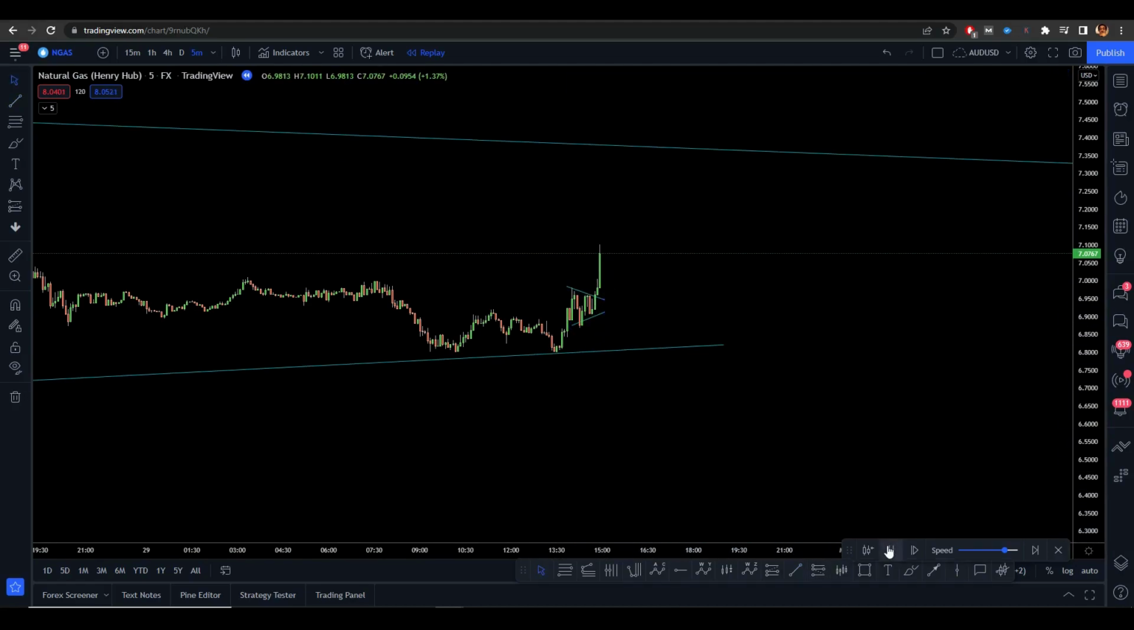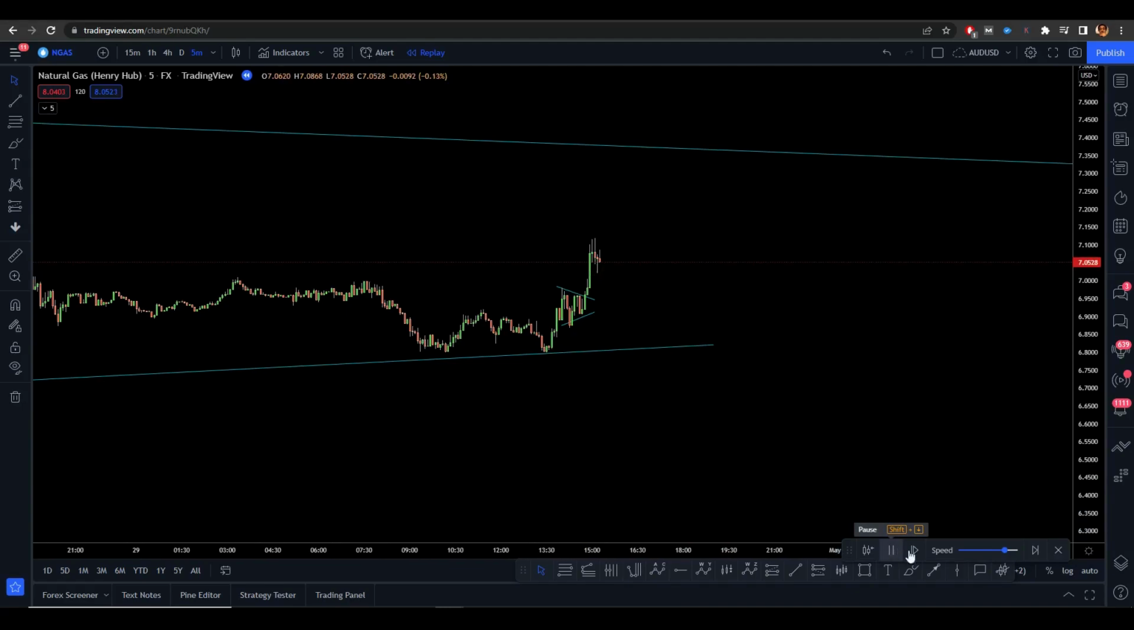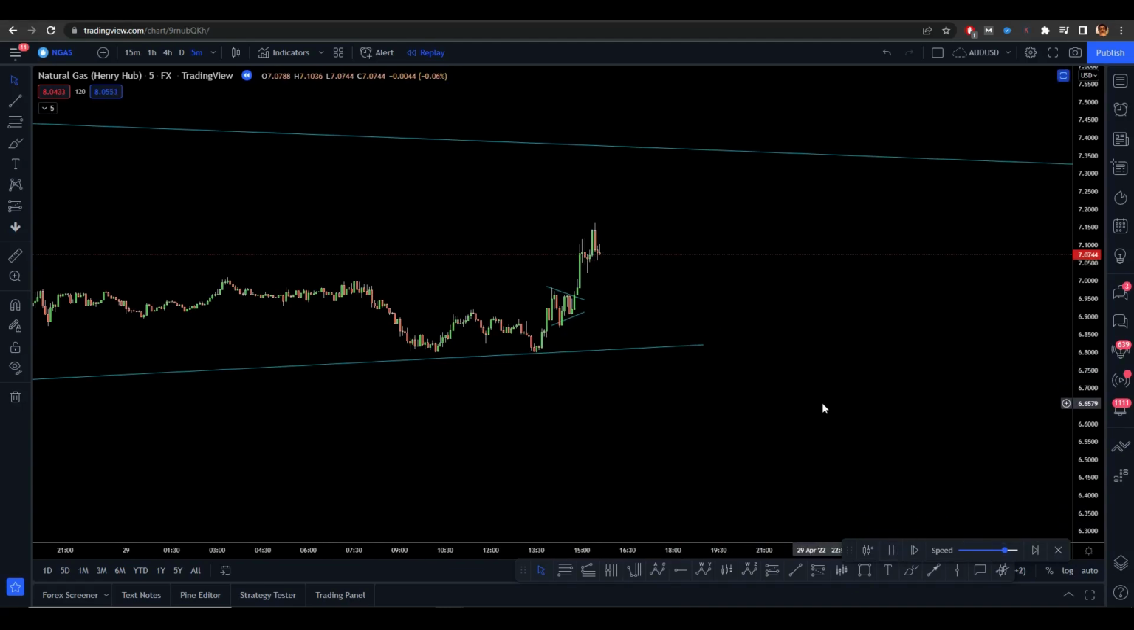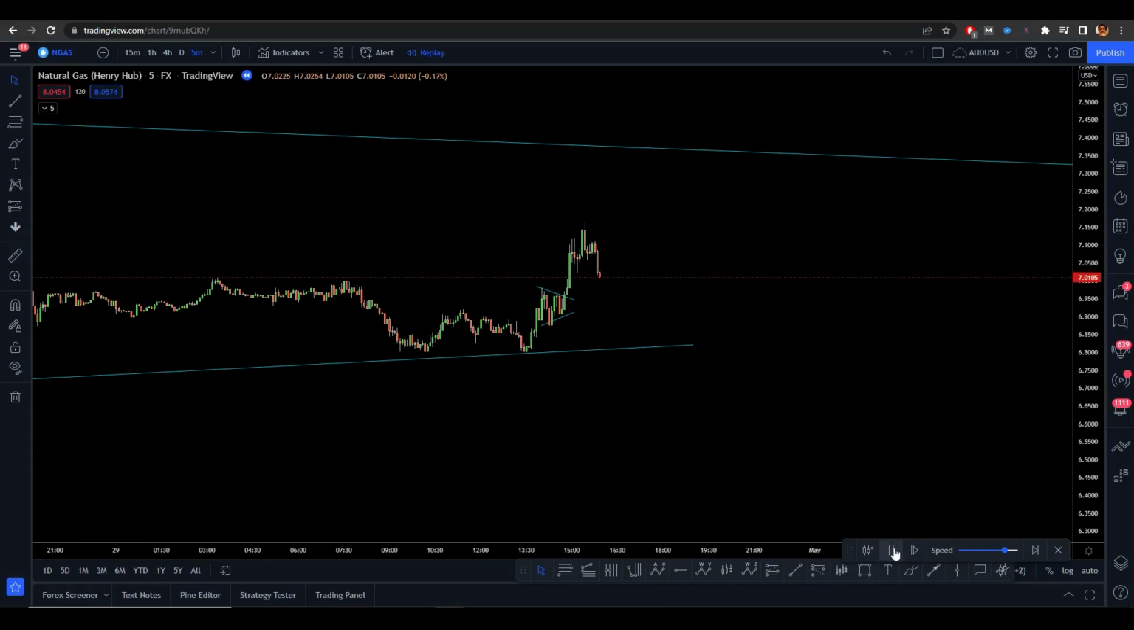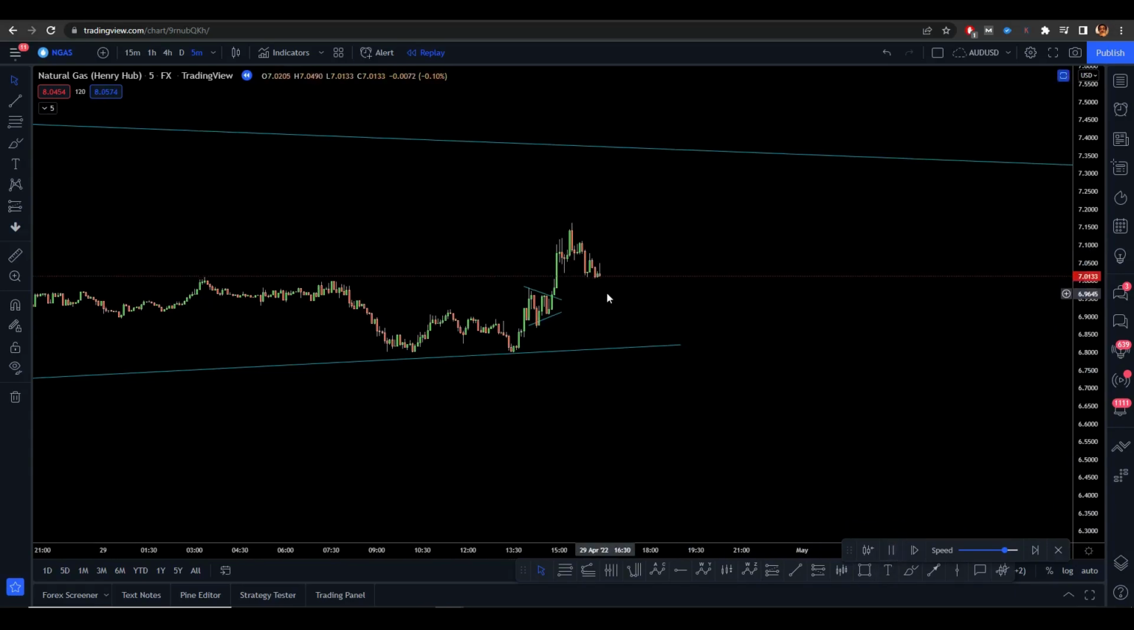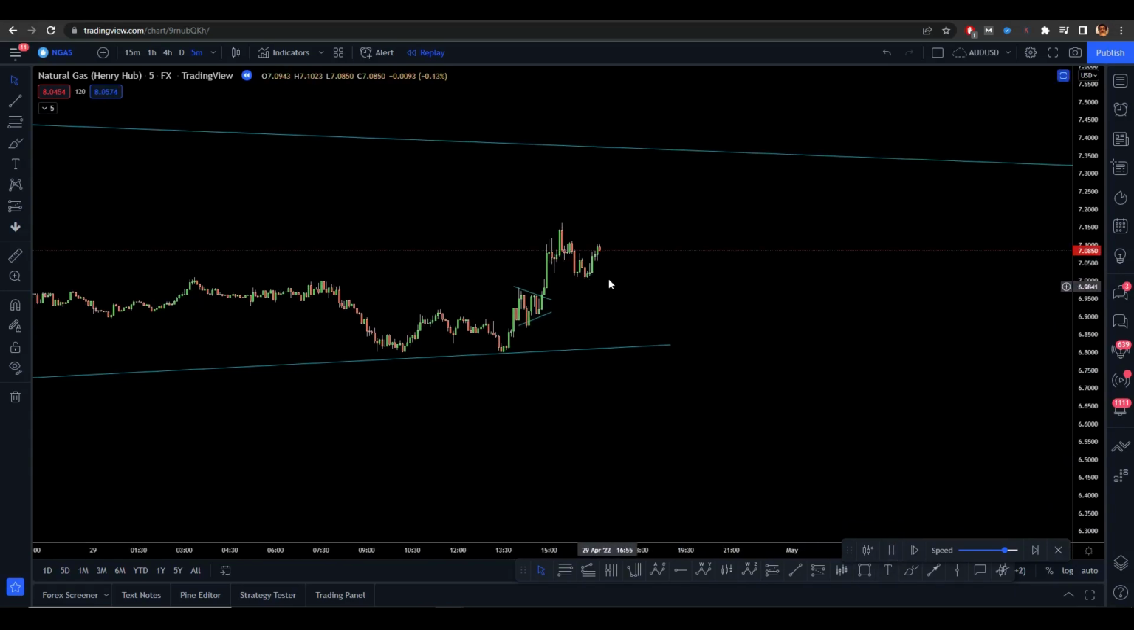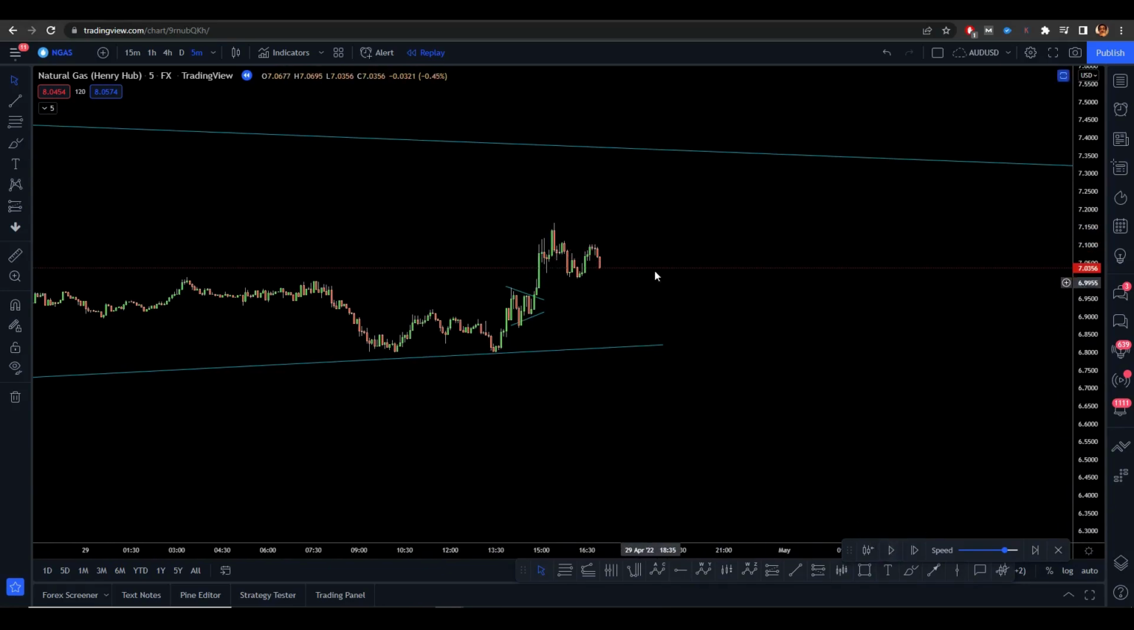And if I play this out, let's play it out, play. We see that, okay, something is forming here, right? Another possible bull flag is forming right here. So as of now, we have two components.